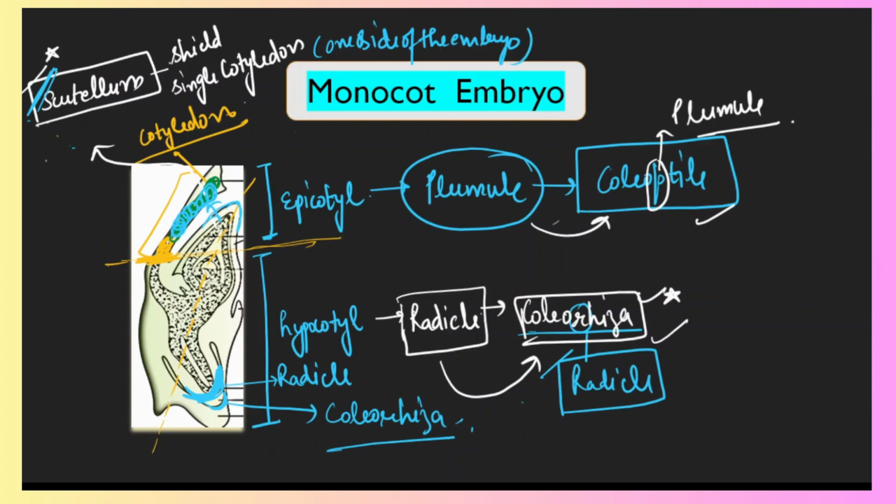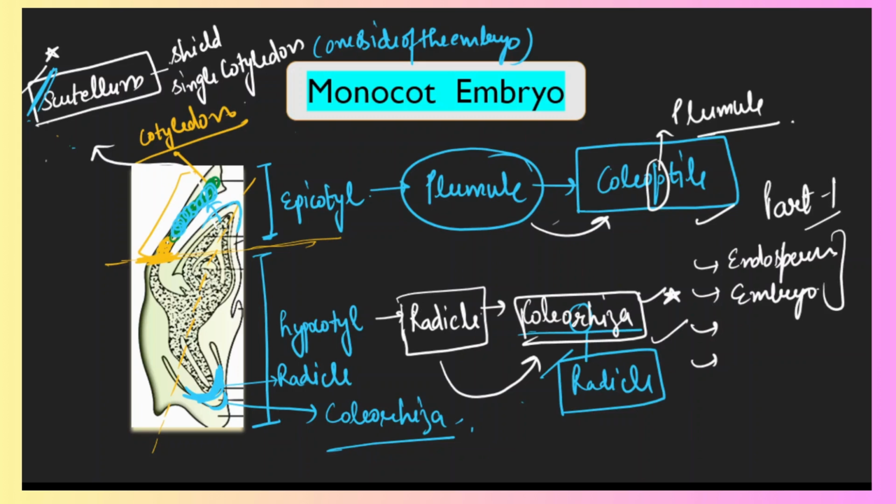Now, if we compile all the events, under the post-fertilization events, we have discussed the endosperm, we have discussed the embryo. In this class, this is part 1 of post-fertilization events. Now, in the next lecture, we will discuss the seed and fruit. These also come under the post-fertilization events. I hope this lecture is clear to you all.